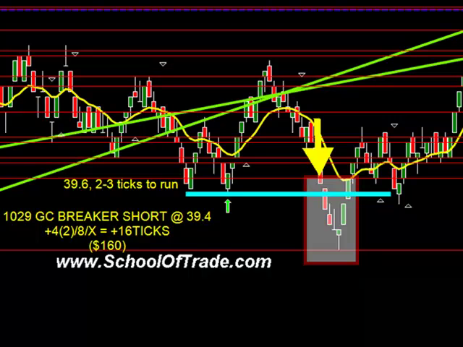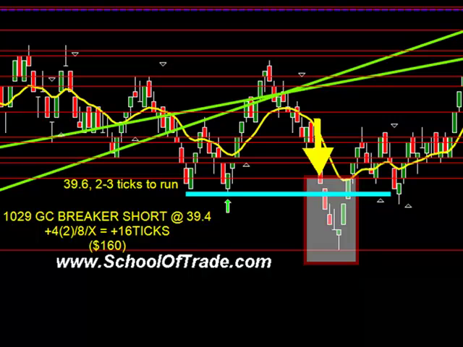Now again, you can see that blue line there. We marked our swing low, that green arrow, and then we waited for a couple ticks below that swing low to get involved. So entry here was at 39.4. We took targets here at 4 ticks and 8 ticks, and got bounced out at our point of entry after we saw our first 2 targets filled.